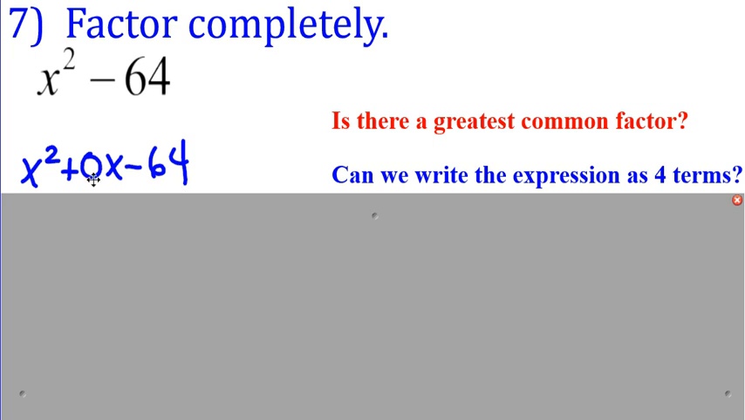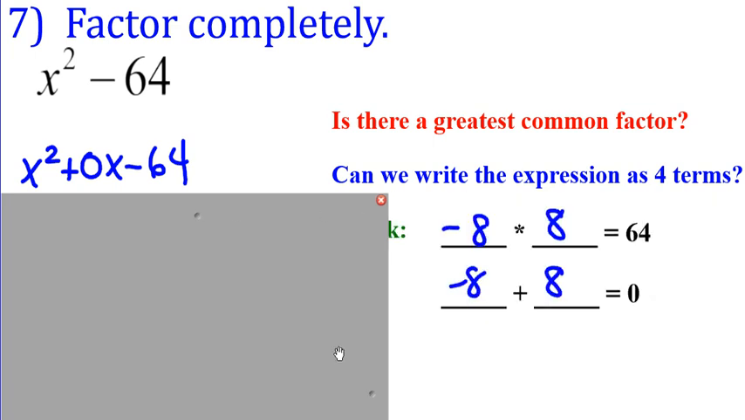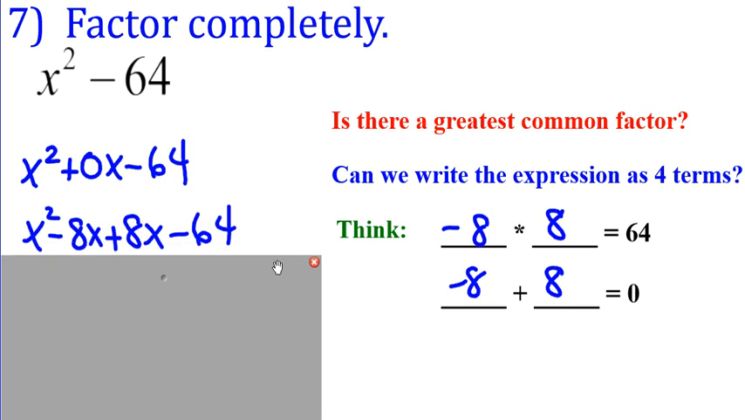So it has to be the same amount that we're multiplying to get the negative 64, but adding them to give us 0. Well, in order to do that, one would have to be negative and one would have to be positive, and we know 8 and 8 will multiply together to give us 64. So if one is negative and one is positive, that meets both rules. So we'll rewrite it as x squared minus 8x plus 8x minus 64.